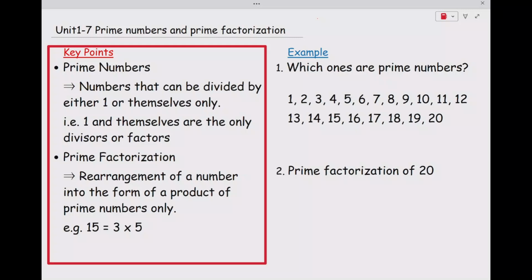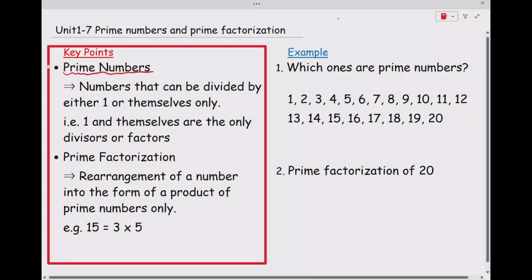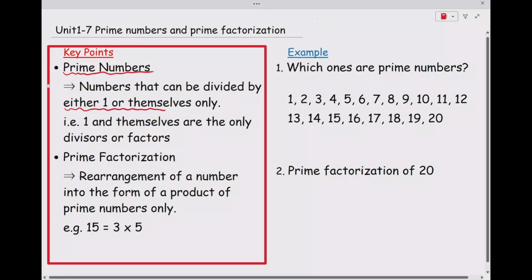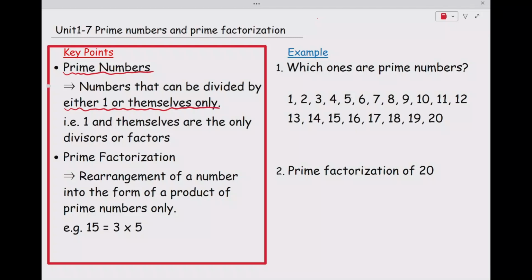First, let's start with prime numbers. Prime numbers are numbers that have only two factors or divisors, which are 1 and themselves. What this means is that, for example, 2 can be divided only by 1 and 2. That means that 2 has only 1 and 2 itself as its divisors or factors. Therefore, we can say that 2 is a prime number.